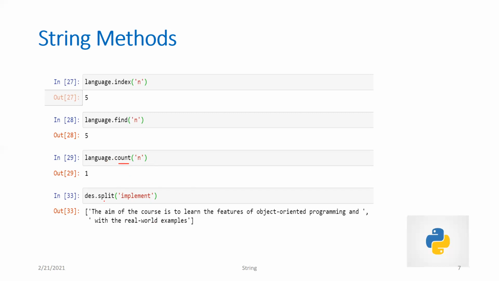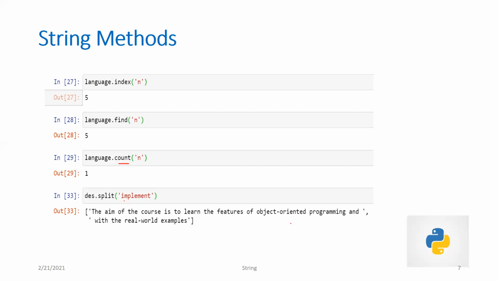Another interesting thing is split. It is very useful in many cases. If I want to split a long string, how can I do that? I use this split function on the DES string. DES is a long string, and split only breaks a complete string into two parts. I mention where I want the split, in implement. So where it finds the word implement, it will break into two portions from left to right.